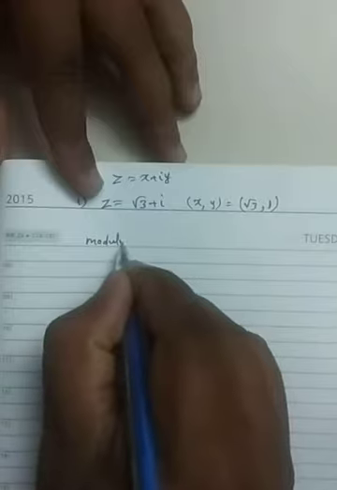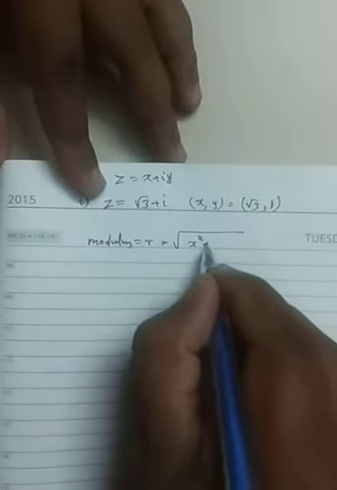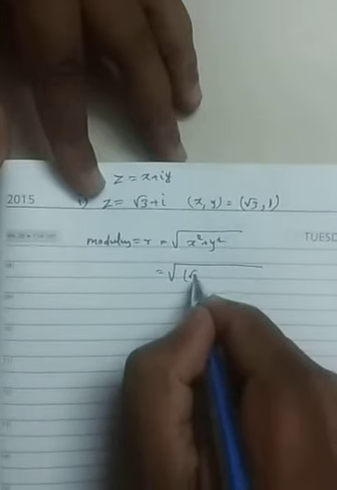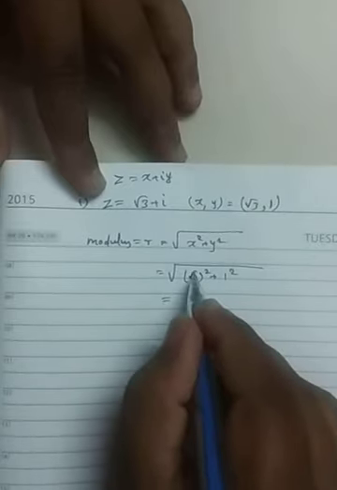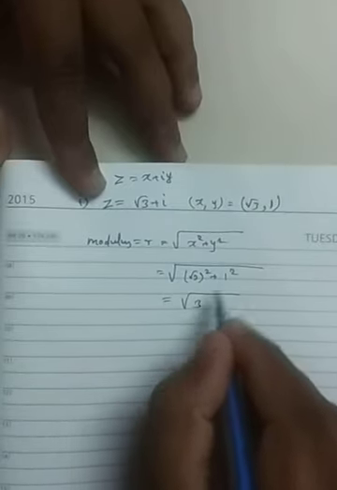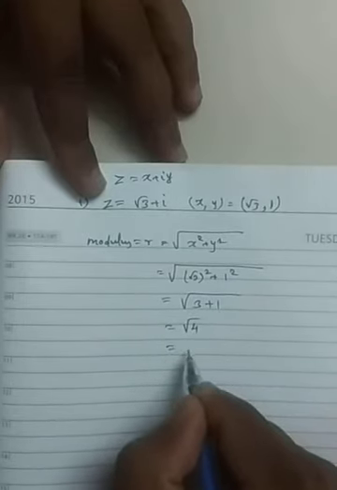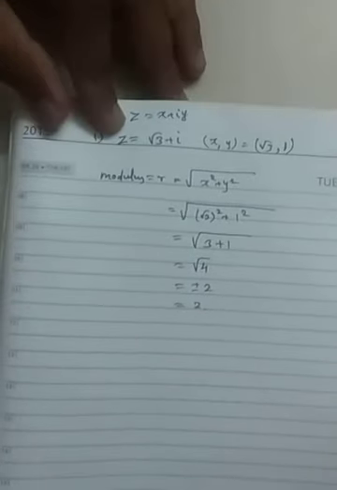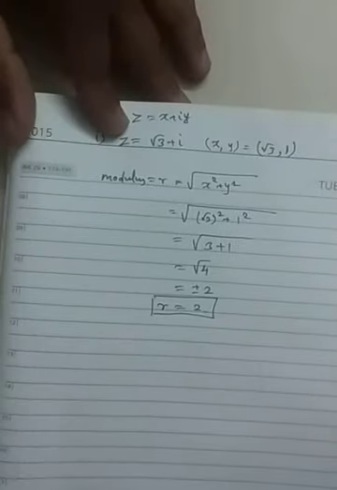Now what's the modulus? Modulus we can say r, which is root of x square plus y square. Isn't it? So x square is root 3 whole square, plus y square is 1 square. So the root and square get cancelled, so 3 plus 1 square, which is 1. Therefore it is root 4. So we are getting plus or minus 2. Since it's a modulus, we will take 2 only. So the r value we are getting is plus 2. Is it clear?